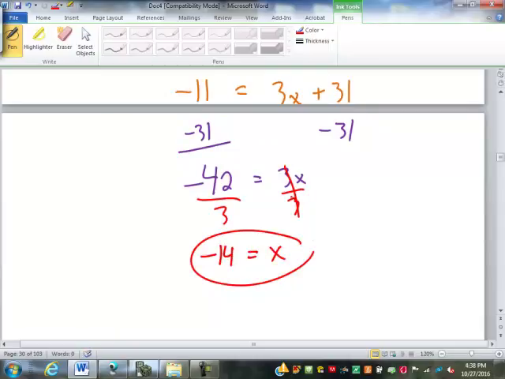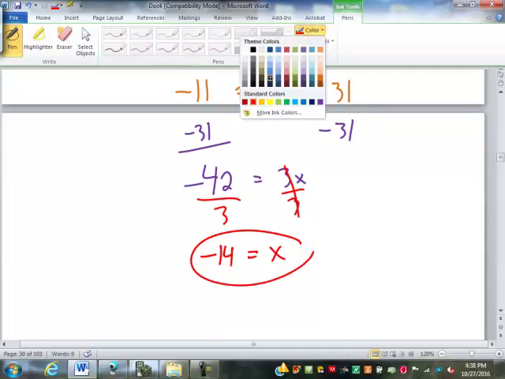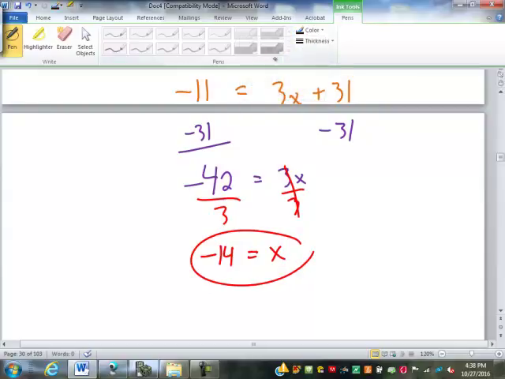Did anybody get to x equals negative 14? Okay. I was close, but I had the 31 switch. Ah, gotcha.